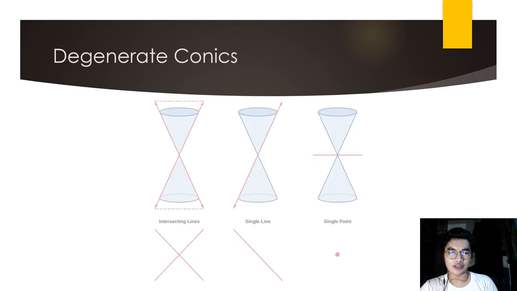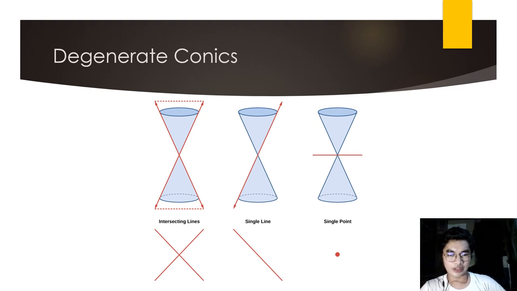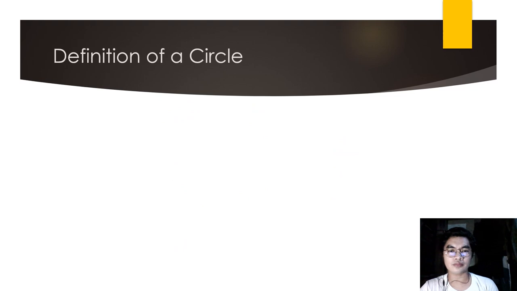The next type is what we call the degenerate conics. In the degenerate conics, it is just a line that is represented using conics. The first figure represents two intersecting lines, the second figure a single line, and the last figure a single point, which is the intersecting point of the two apexes of the cone.